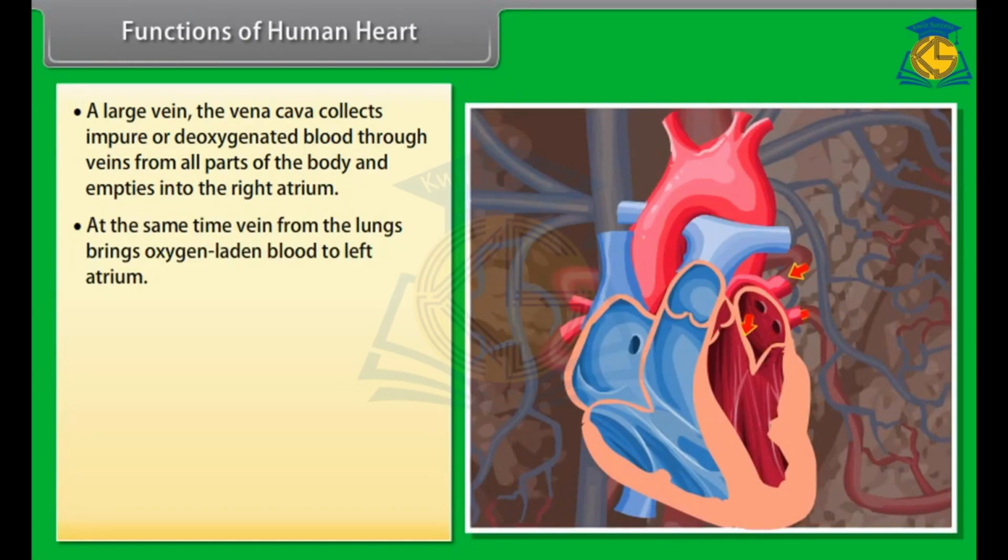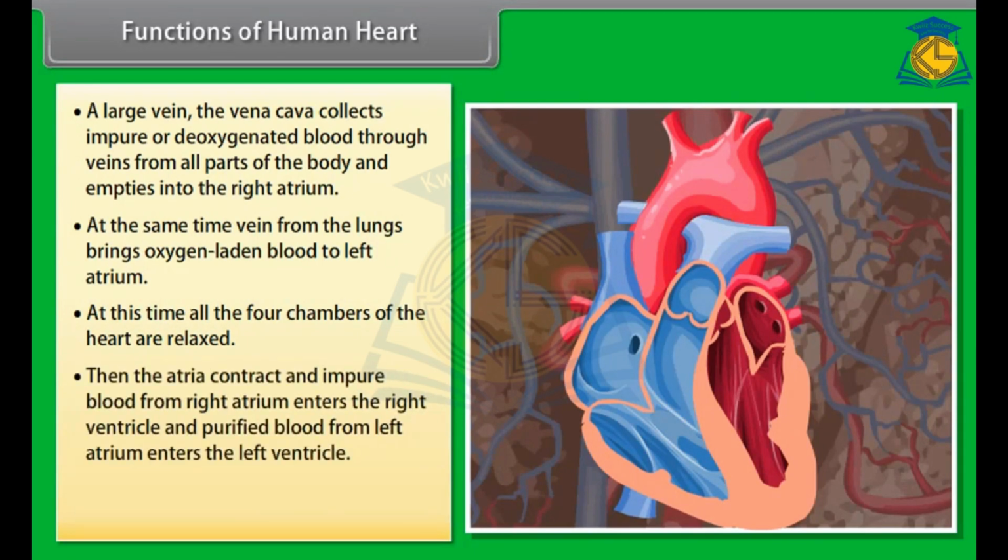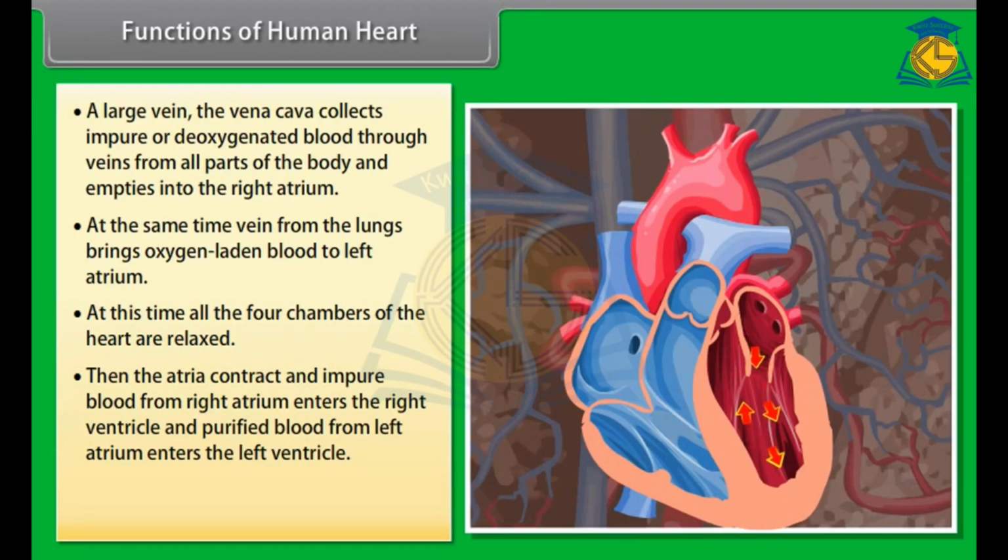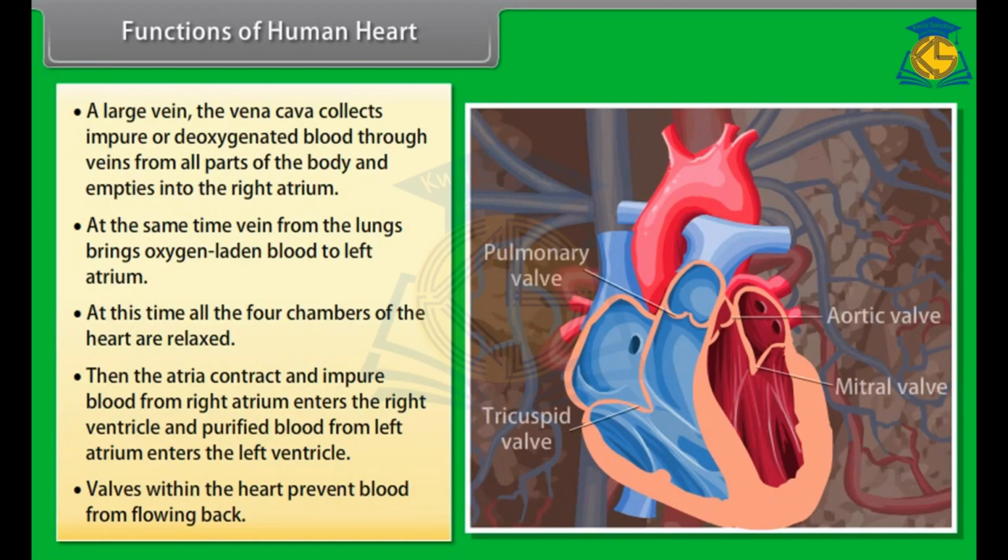At the same time, veins from the lungs bring oxygen-laden blood to the left atrium. At this time, all the 4 chambers of the heart are relaxed. Then the atria contract and impure blood from the right atrium enters the right ventricle and purified blood from the left atrium enters the left ventricle. Valves within the heart prevent blood from flowing back.